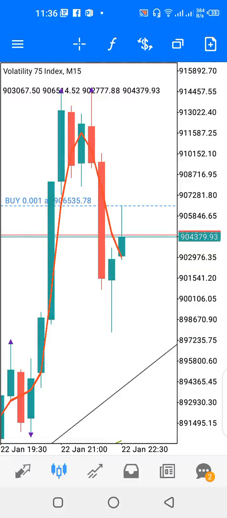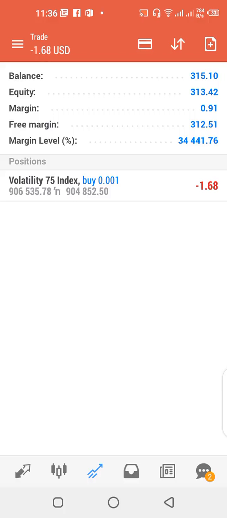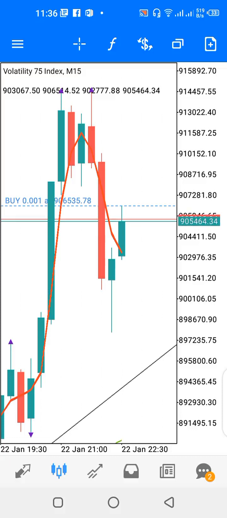Today we'll be looking at how you can hedge your trade for Volatility 75 Index. On the screen I have V75 on the 15-minute time frame and I'm trying to place a buy trade. Okay, I'm buying at 906,535.78, and now using the Grail hedge strategy I'm going to hedge my trade around 4,000 points by placing a contra trade. I'm buying, so I'll place a sell stop so that in case price goes against my trade, it will be hedged and I'll break even.